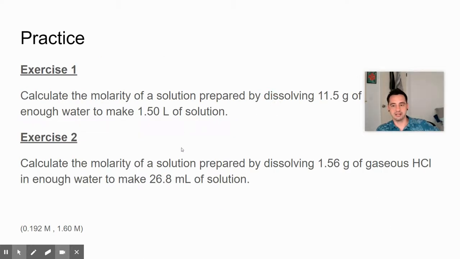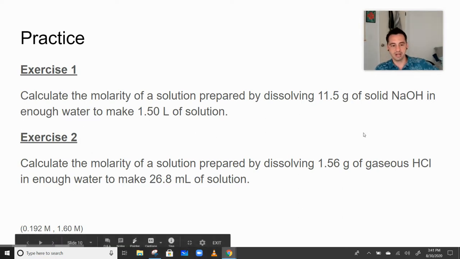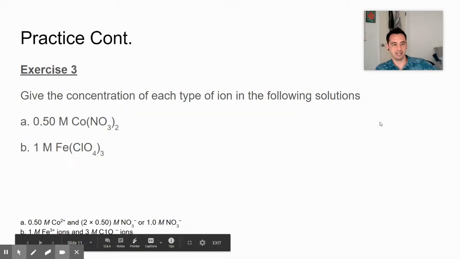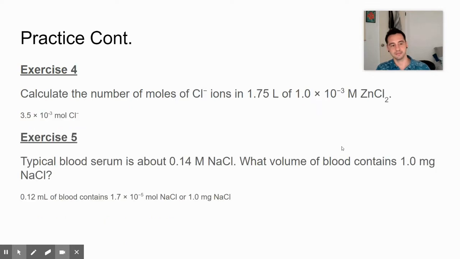So here's some practice. You can pause the video if you'd like to practice these problems here. So you have 11.5 grams of solid sodium hydroxide, enough water to make 1.5 liters. You guys already kind of practiced this, so you can if you want, but the answers are down there. Also, the answers are on the bottom here as well. So you can look at those problems. You don't even have to do them right now while I'm talking. You can go back and do them if you want, or if you get it, you get it. You can move on. Okay.